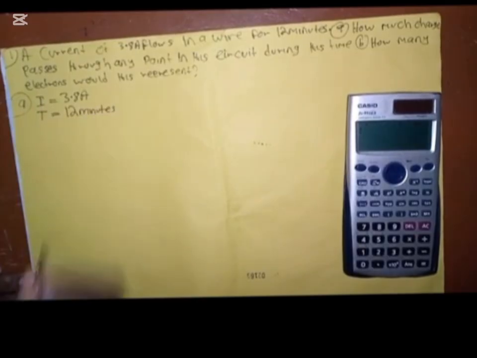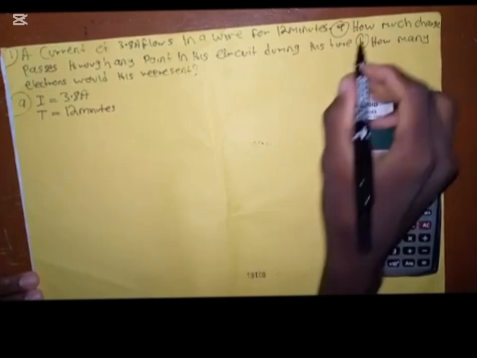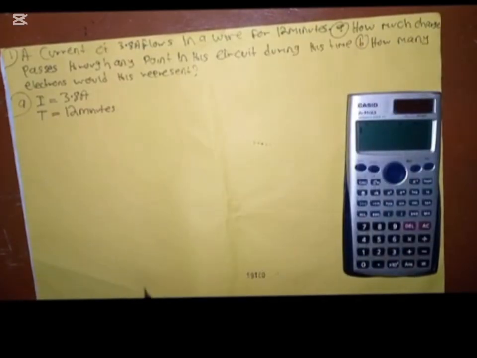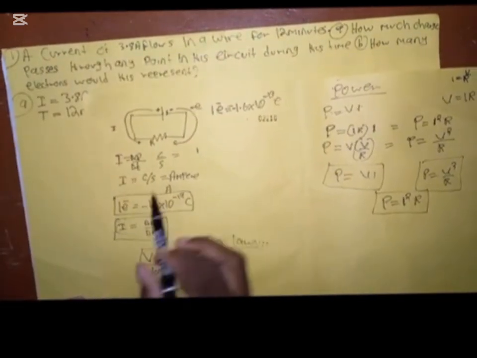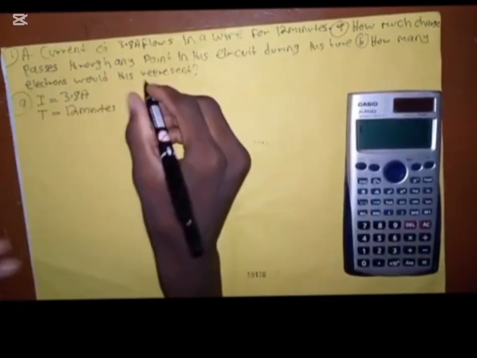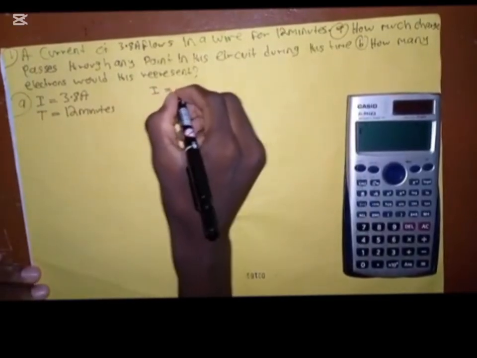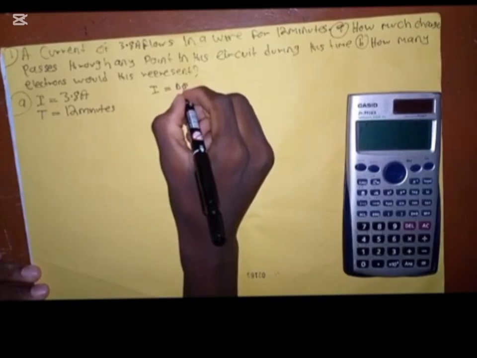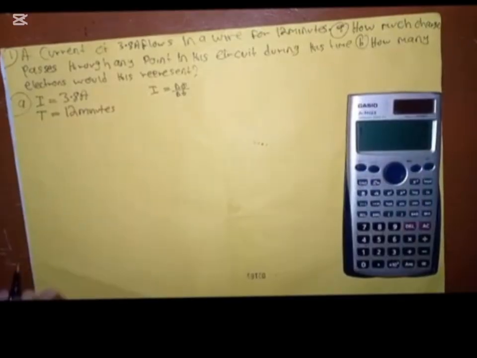How much charge? If we can remember, we have the electric charge formula: I is equal to change in Q divided by change in time, which is our current. But the question says to find what? We are to find the charge. We are not to find the current.